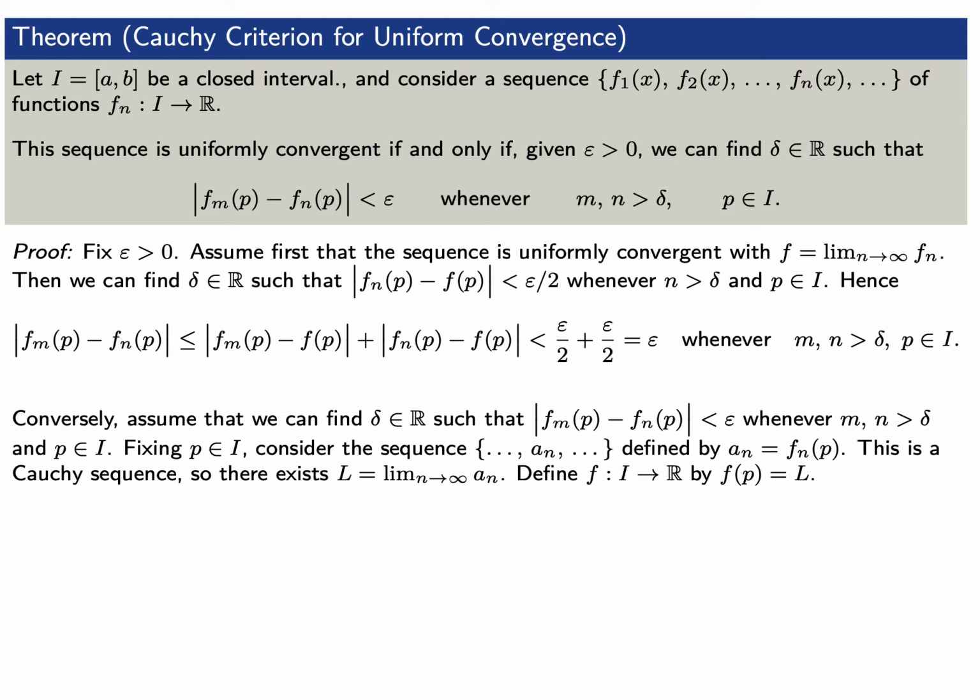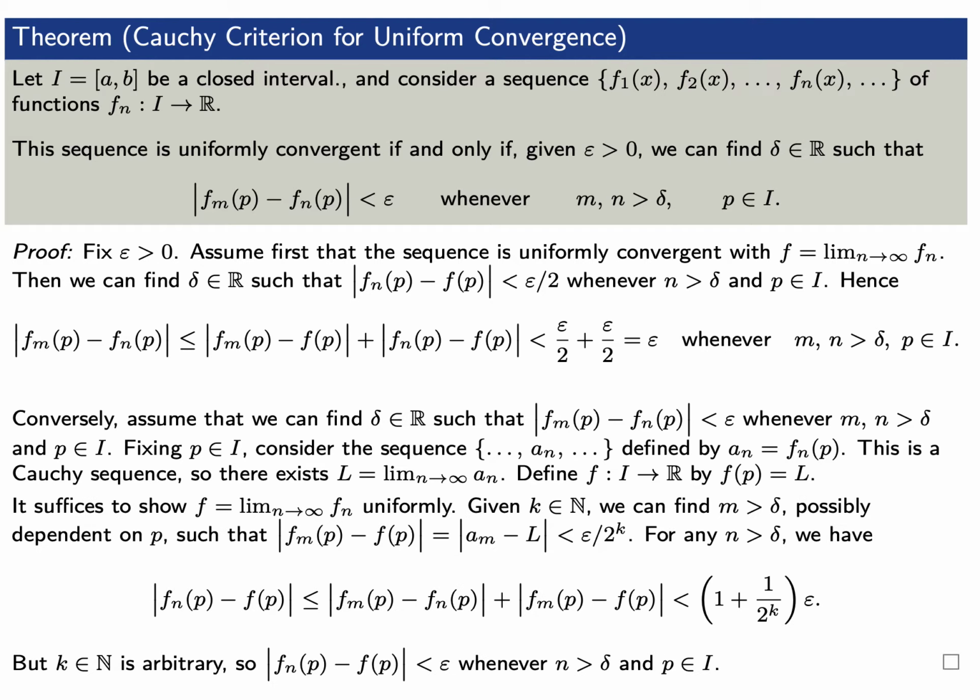This, by our assumption, is a Cauchy sequence, so there exists a limit L. Let's define our function f from the closed interval to the real numbers by writing f(p) equals this limit L. It suffices to show that our sequence converges to f uniformly. Given a natural number k, we can find an m greater than delta, where m possibly depends upon p as well as k, such that the absolute value of f_m(p) - f(p) is less than epsilon divided by 2^k.